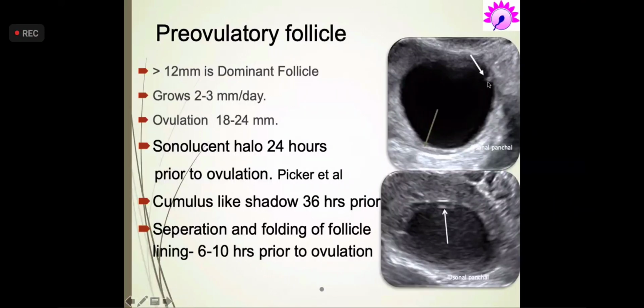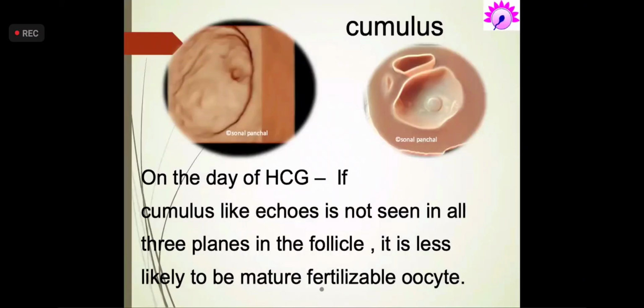A tiny solid projection, the cumulus, also appears at almost the same time, 24 to 36 hours before ovulation. And about 6 to 10 hours before the ovulation, low-level echoes start showing up parallel to the follicular wall inside the follicular lumen. This is because of the separation of the innermost layer under which the ovum is secured. So it is a process which precedes the ovulation.